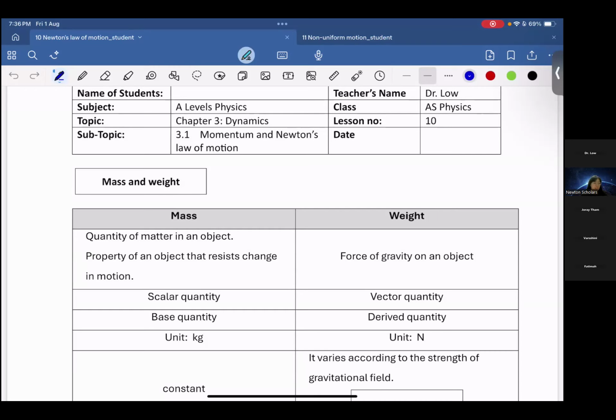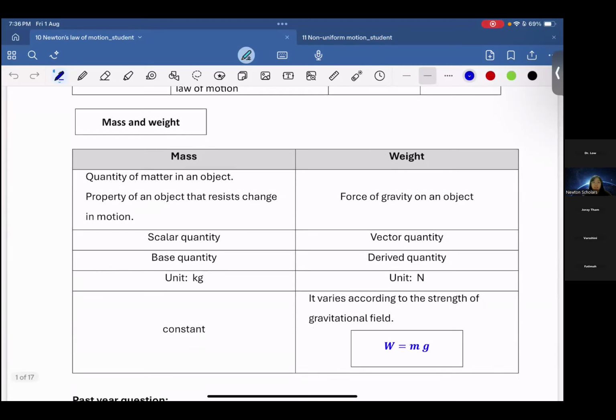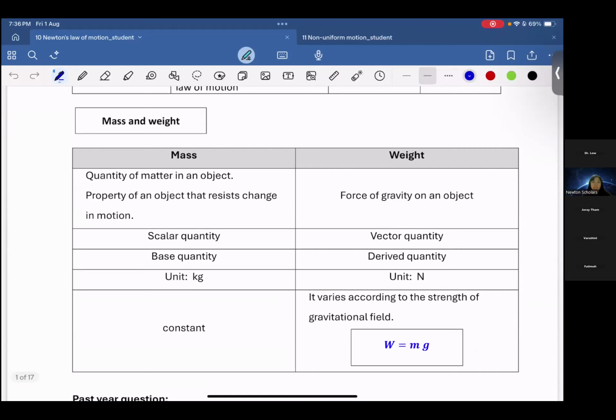Before we start Newton's laws, we have to roughly recall what we have learned about mass and weight. Mass, by definition, is the amount of matter in an object. Okay, thank you. You have to always remember, mass is always constant.